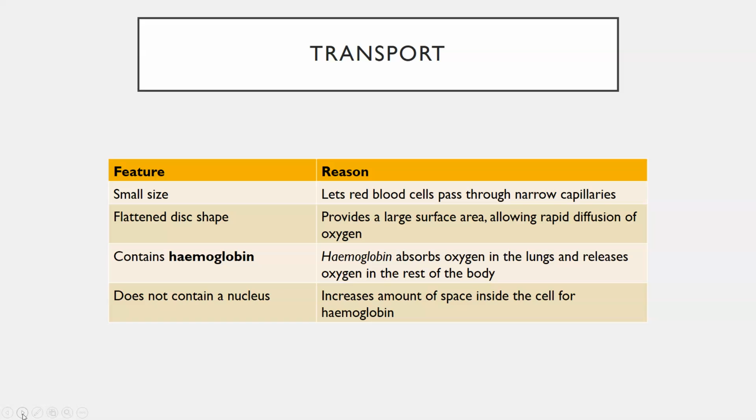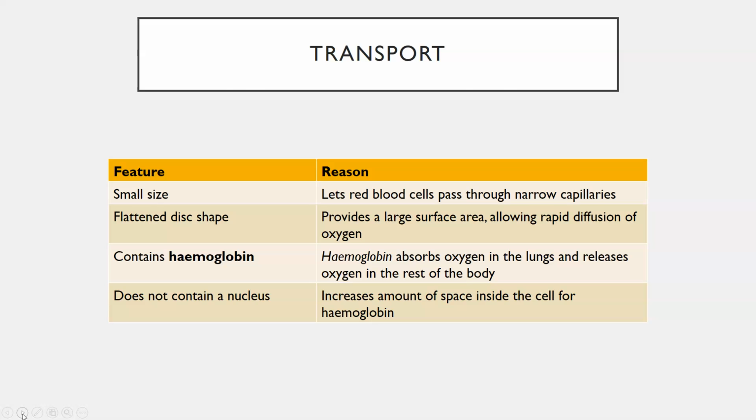So red blood cells contain hemoglobin. Hemoglobin specifically is what carries oxygen. And finally, it doesn't contain a nucleus, so it increases the amount of space inside the cell for hemoglobin. So there's loads of room for hemoglobin to occupy a red blood cell. So that is to do with transport as a function.